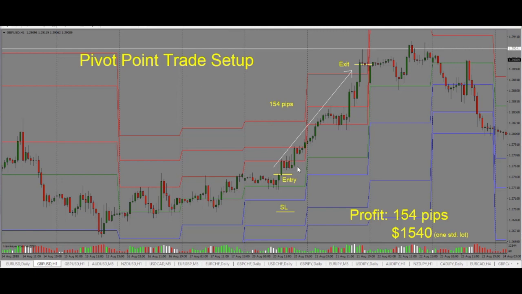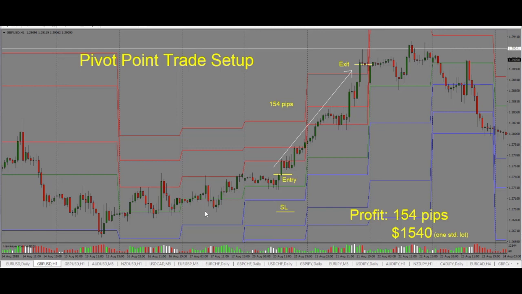In this case, our green line is the daily pivot, and above the green line, these red lines are our resistance levels, R1, R2, R3, and at the bottom we have blue lines, which are our support lines, S1, S2, and S3.